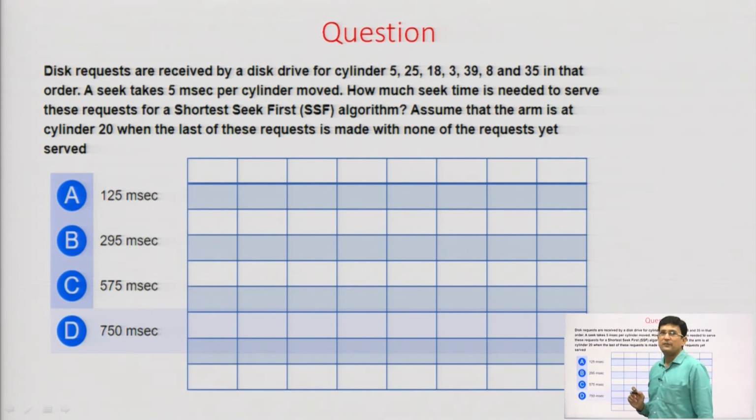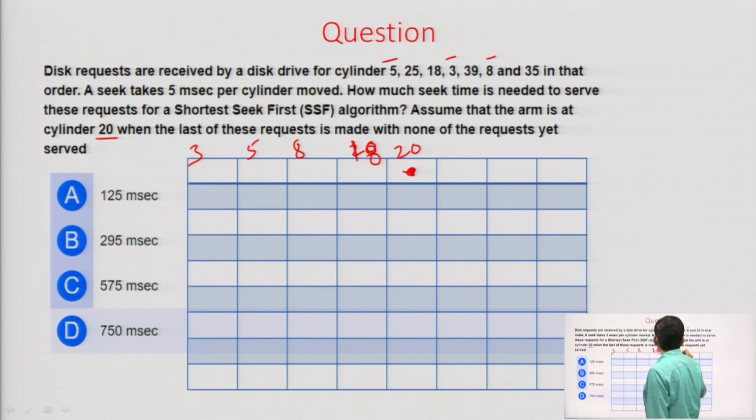Then how much seek time is needed to serve these requests for shortest seek time first algorithm. So, once again we have to apply the SSTF algorithm for solving this question. So, currently it is said that the disk arm is at 20. So, before 20 there will be request 5, 3, 8. So, let us mark this 3, 5, 8 and after this the request will be 20. After 20, 18 is also there. So, let us mark 18 as well. After this 20 which is the current location. After 20 it will be 25 and 35 and 39.